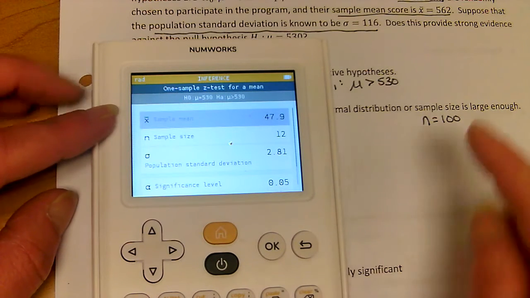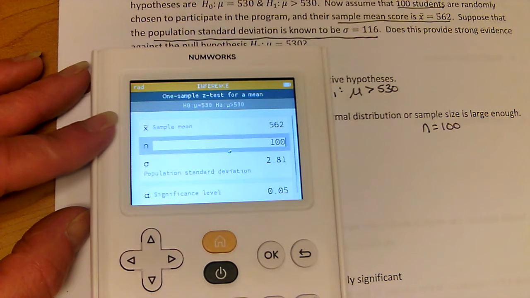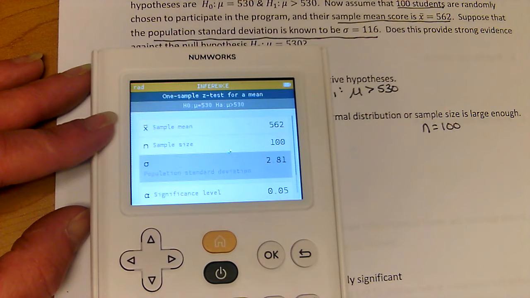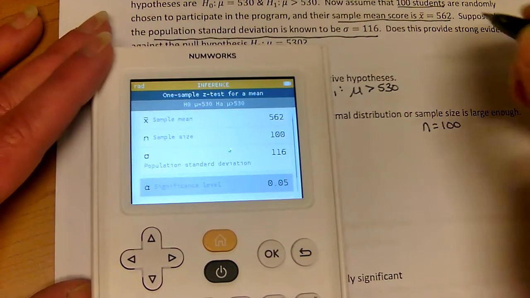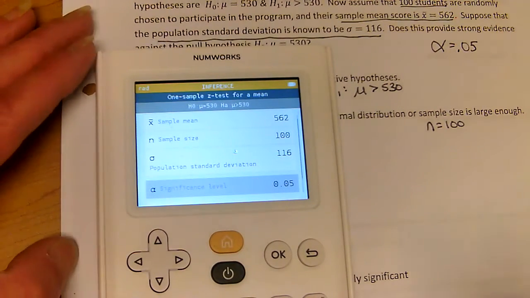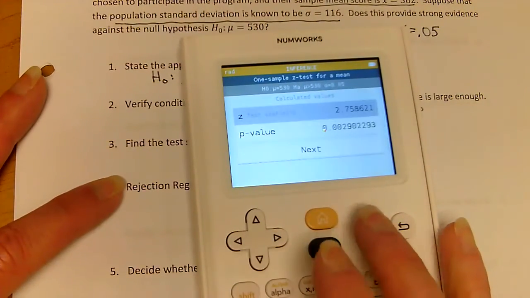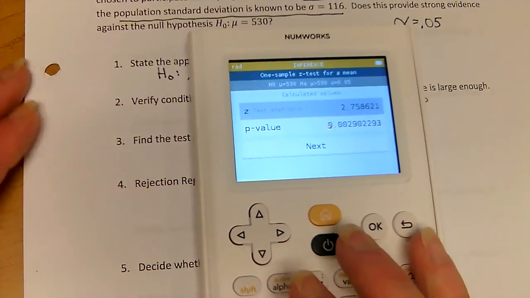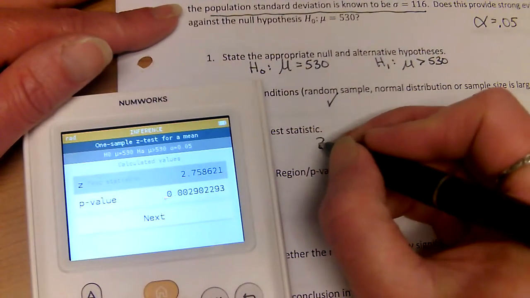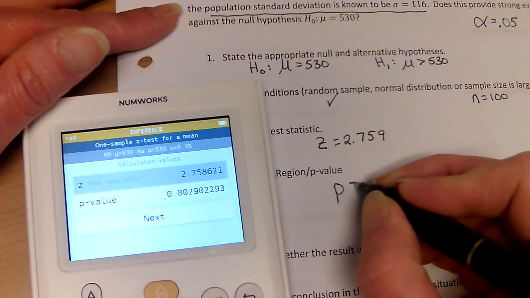The sample mean was given to me. The sample size was given to me. The population standard deviation was given to me. And we are going to use a significance level of 0.05. If it's not given, we use 0.05. Now, on the next screen, it gives me my test statistic, that z-score that we found earlier. And it also gives me my p-value.